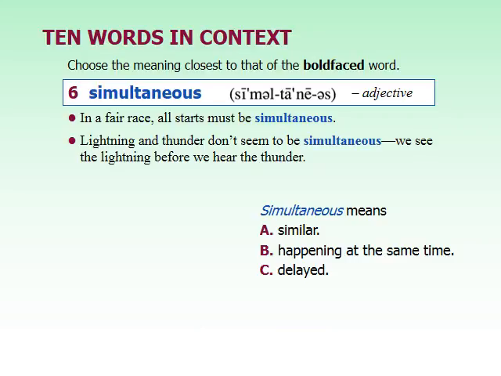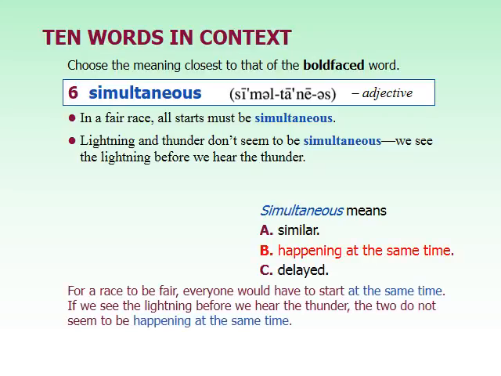Next one here is simultaneous, and this is an adjective. In a fair race, all starts must be simultaneous. Lightning and thunder don't seem to be simultaneous. We see the lightning before we hear the thunder. And simultaneous means happening at the same time. It's number 1 on page 99, happening or done at the same time.